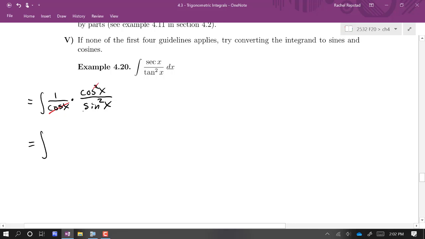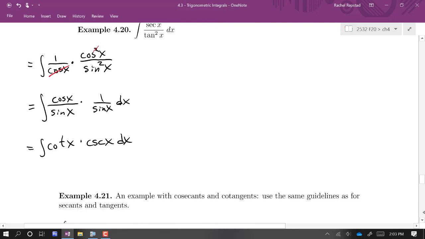There's more than one way you could proceed, but I'm going to suggest, let's write this as cosine x over sine x, sine to the first x, times 1 over sine x. And I think this is maybe the fastest way to do this integral, because cosine over sine is cotan x, 1 over sine is cosecant x. Usually we write that product in the other direction, cosecant cotan. The integral of cosecant cotan is minus cosecant plus a constant.